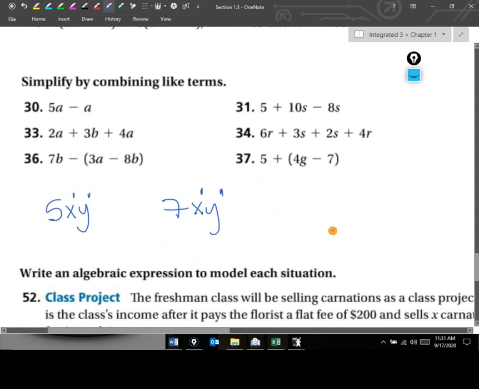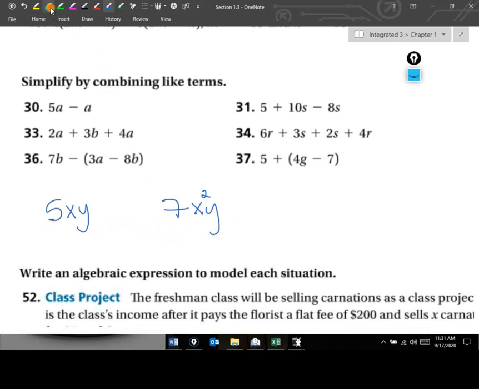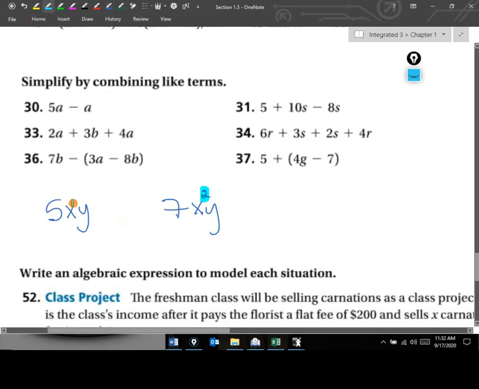So if I said 5xy and 5x squared y, they're the same variables, correct? But because that exponent right there is different than the exponent right there, they are not like terms. Every variable has to be the same with the exact same exponent. So that's something to keep in mind, which will become a huge concern in this class later on. But let's go ahead and do a couple of these.